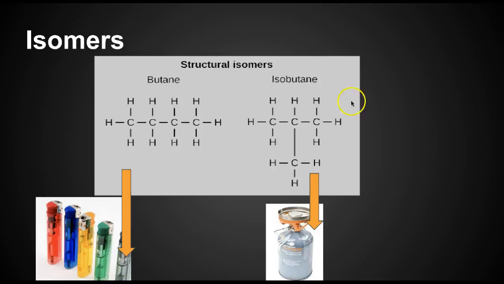Carbon can bond 4 times. Hydrogen can bond only once. And this thing called isobutane, which is also flammable, is actually more of a gas, a flammable gas, and it's in cylinders that you take camping. So you can see that isomers are substances with similar chemical formulas but different structural formulas. They're arranged differently and they have different properties as well.